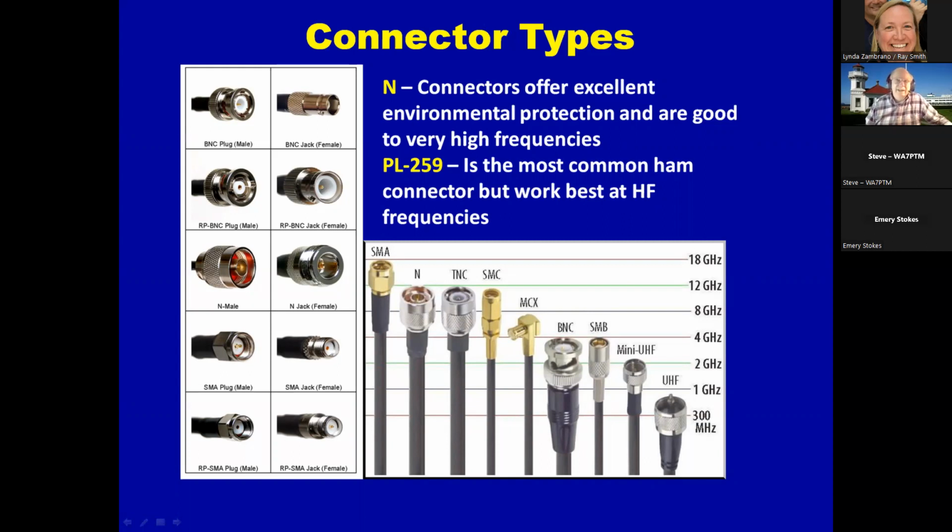It's actually not the best thing at UHF. It's better at HF. The best thing at UHF range is what's called an N-type connector, but they're more expensive. You can see the N-type is right about in the middle of the chart on the left. It looks similar to the PL259, which is the one on the far right of the right picture. It looks very similar, but it's slightly different. And you don't want to try and plug one into the other. Okay.